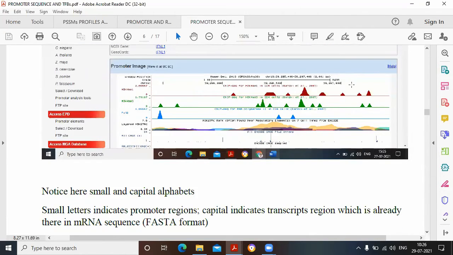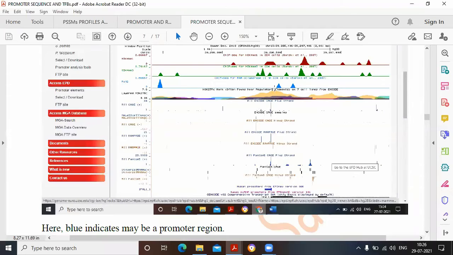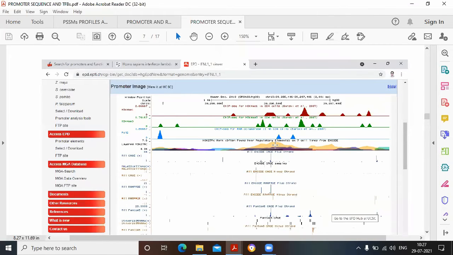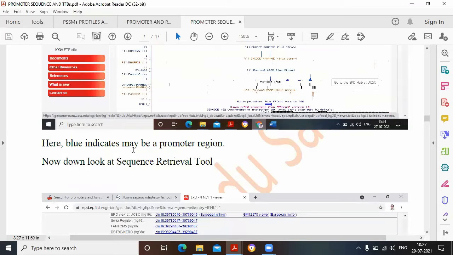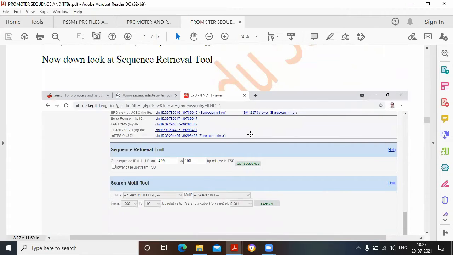And in this graphical picture, wherever this blue portion, the blue cone symbol, is there, that indicates the actual part where the polymerase enzyme will bind. That means this is most probably the actual promoter site with respect to my sequence. So this is the graphical presentation. The blue part, as I mentioned here, indicates a probable promoter region. Got it? And further, if you scroll down, you need to look at the sequence retrieval tool.